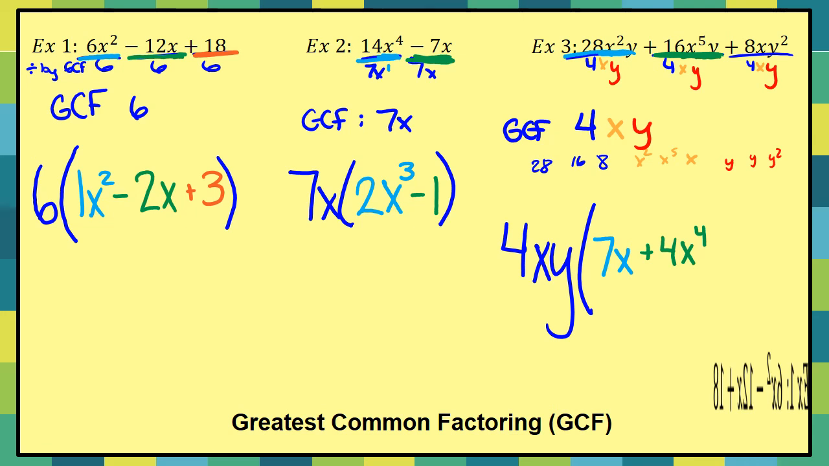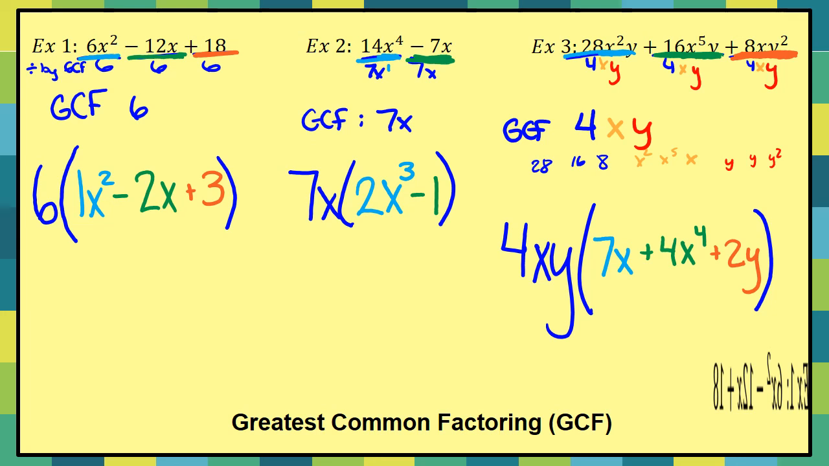Let's look at our last term. 8 divided by 4, it's a positive 2. X divided by x is 1. I don't need to write that down. Or think of the exponents. 1 minus 1 becomes a 0. I have a y squared divided by a y. So I have a y to the first left over. Close your parentheses.